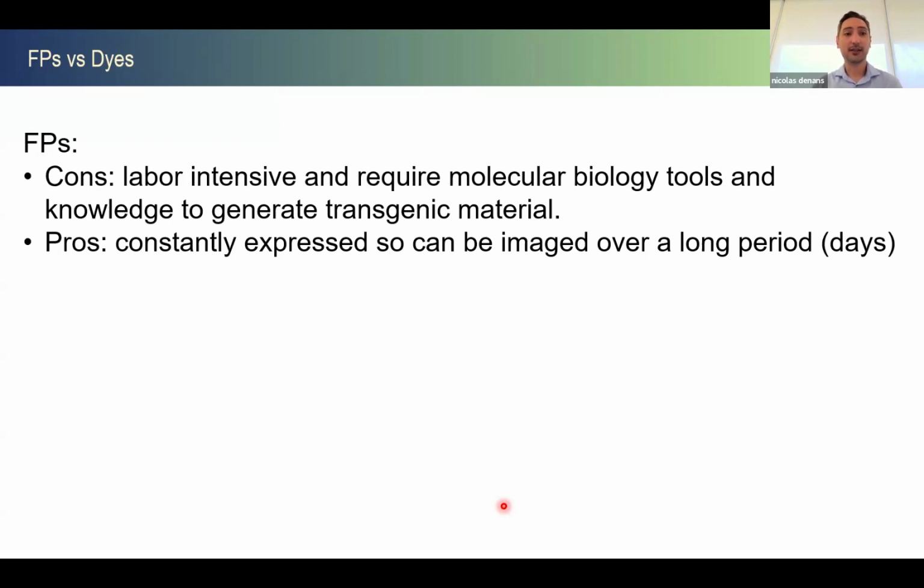The pro is that your fluorescent protein is going to be constantly expressed, so you can image over a long period of time. Even though you bleach some of your fluorescent protein, new fluorescent protein is going to be generated. So you can keep imaging and imaging and imaging, sometimes for days.